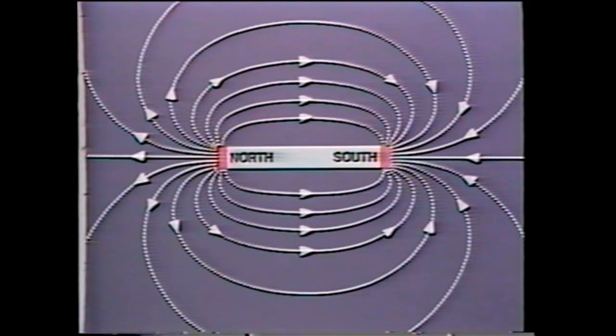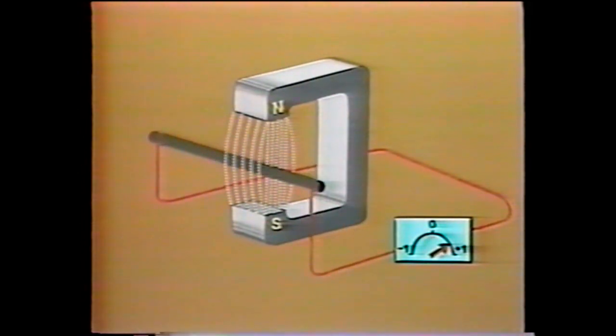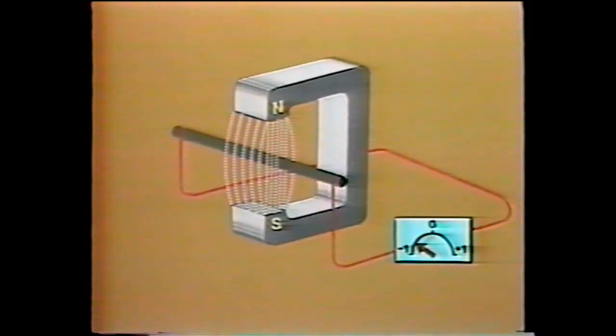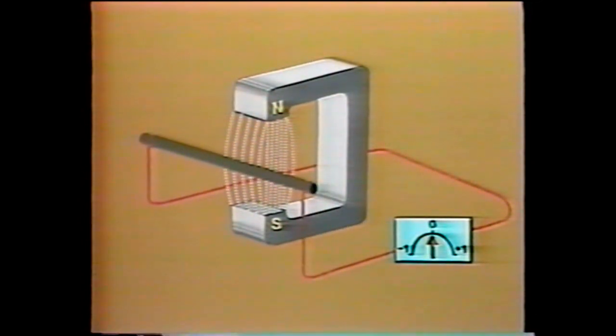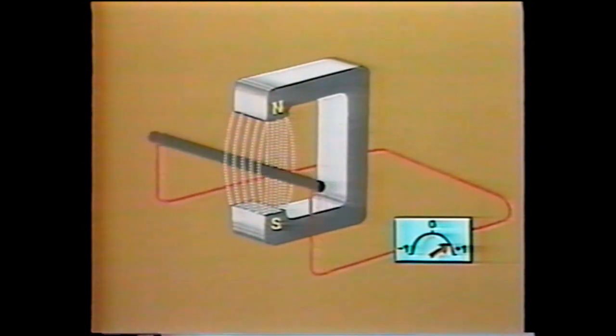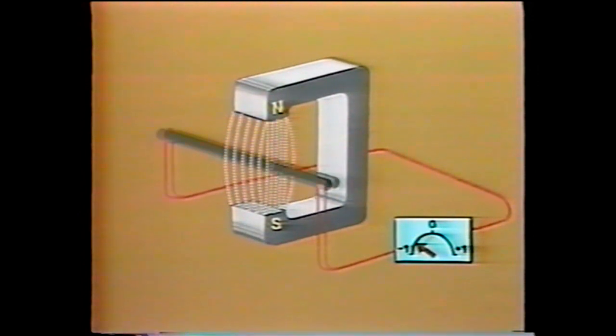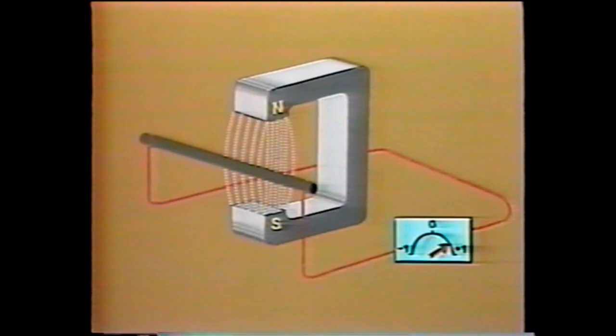Now let's bend this bar magnet as shown in this diagram. You can see that the lines of force are concentrated as they pass directly between the poles. When a wire is moved through this magnetic field, a voltage is produced. Actually, what is happening is that the wire is cutting the magnetic lines of force surrounding the magnet. This produces an electromotive force, or voltage, across the terminals of the conductor.